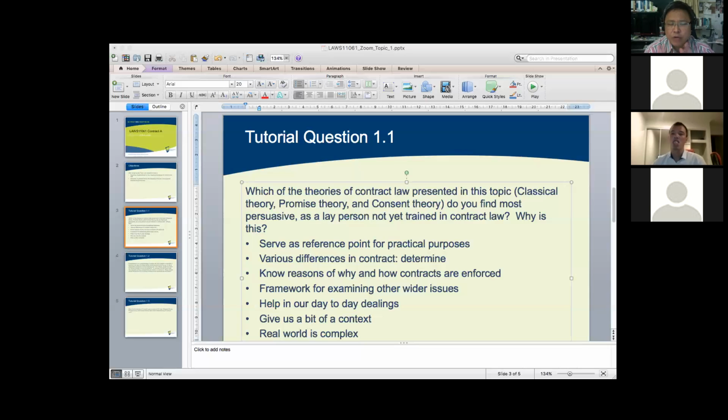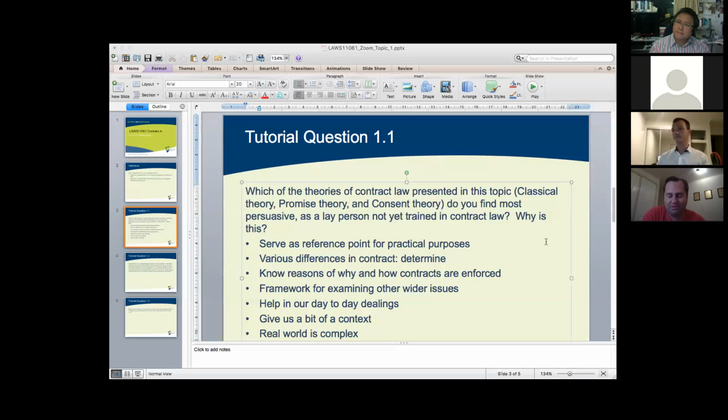So let's move on. In relation to the consent theory, would there be anyone who would be able to justify why you think that consent theory is actually a more persuasive theory of contract law? Or at the very least, can somebody begin by explaining to us what exactly is consent theory? And how different is it from classical theory?